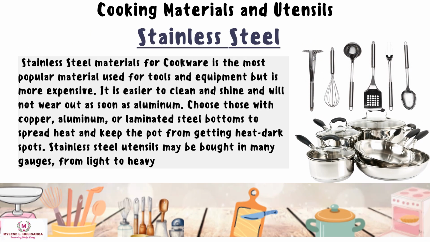Stainless steel cookware is the most popular material used for tools and equipment but is more expensive. It is easier to clean and shine and will not wear out as soon as aluminum. Choose those with copper, aluminum, or laminated steel bottoms to spread heat and keep the pot from getting heat-dark spots. Stainless steel utensils may be bought in many gauges, from light to heavy.